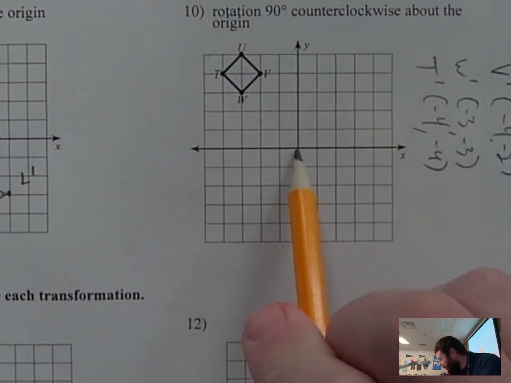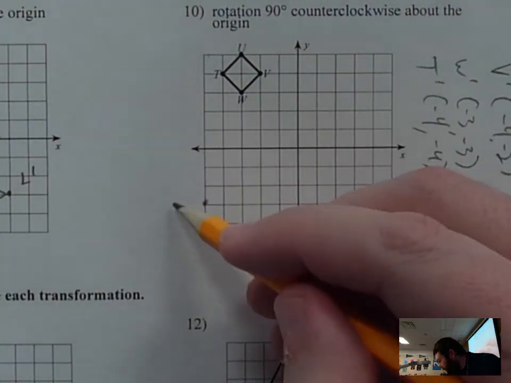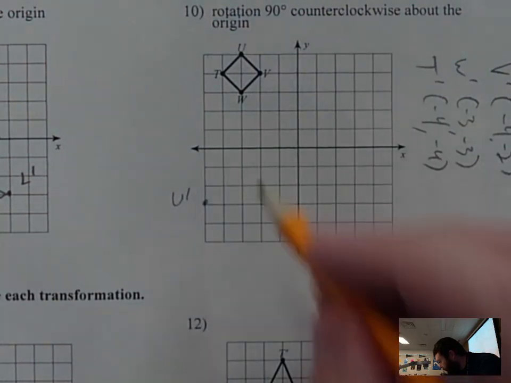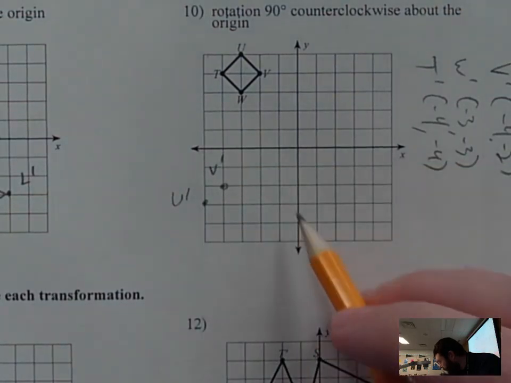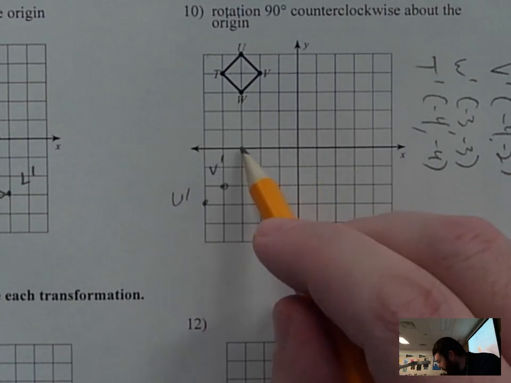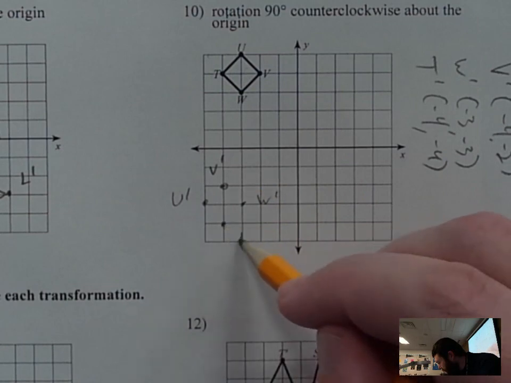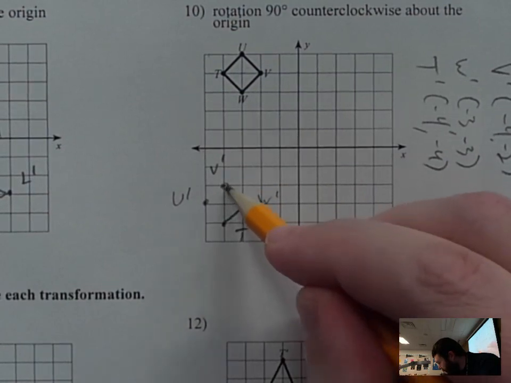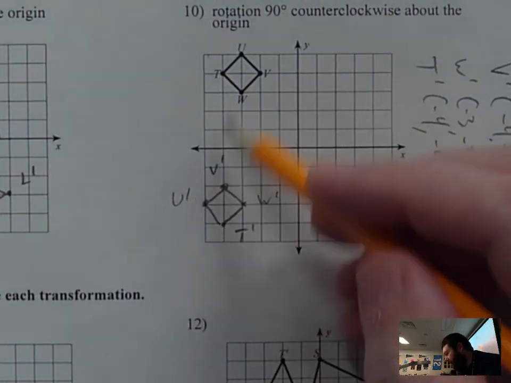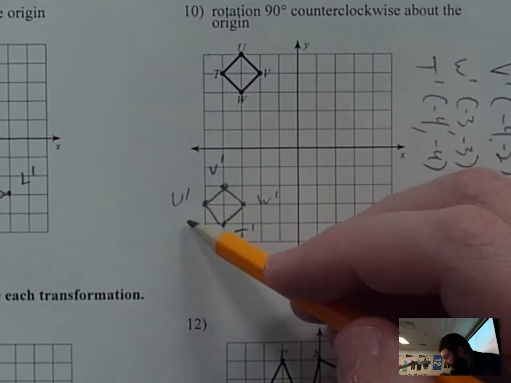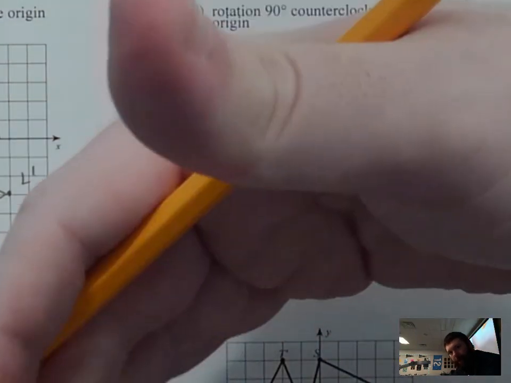So -5, -3 was U prime. And then V was -4, -2. There's V prime. And then W was -3, -3. W prime, and T was -4, -4. So there is my rotated shape. You notice they all kind of moved over a spot. Instead of being on the top, U's now on the side. V was on the right, it moved up. So they all just kind of moved up a spot because it rotated 90 degrees.